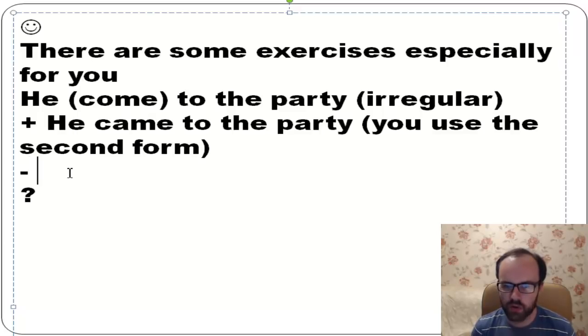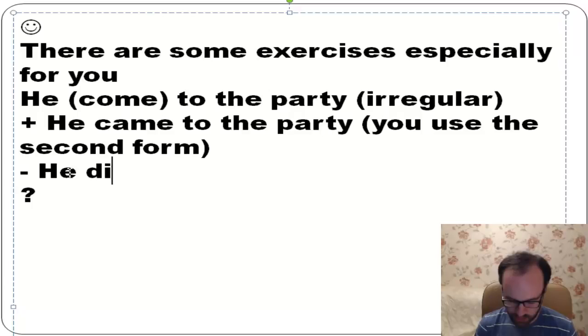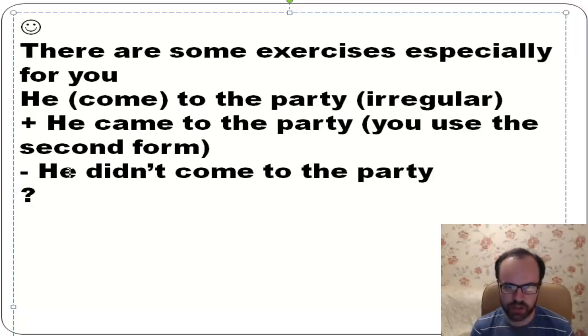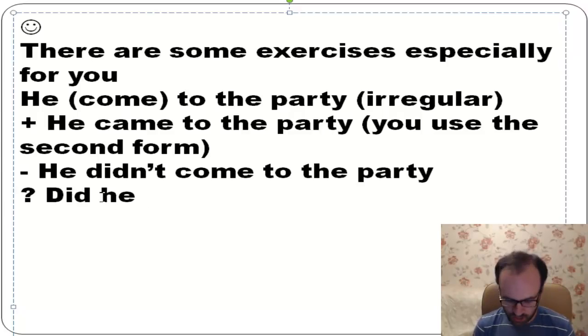Next, how to form a negative sentence. Didn't plus verb. He didn't come to the party. And how to ask a question? We put did in the beginning, then a subject, so did he, and a verb. Did he come to the party?